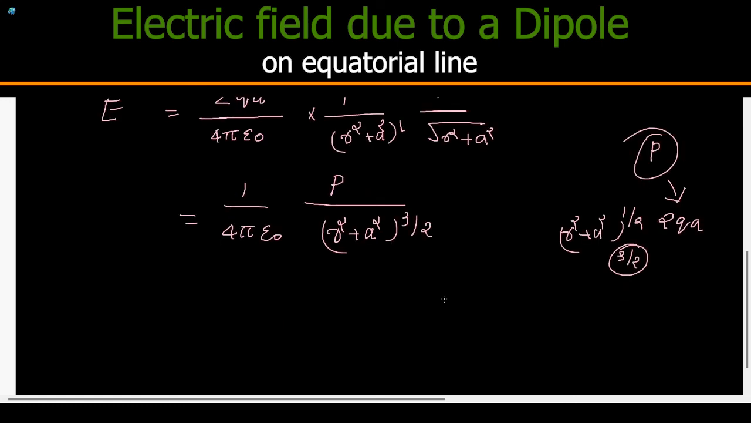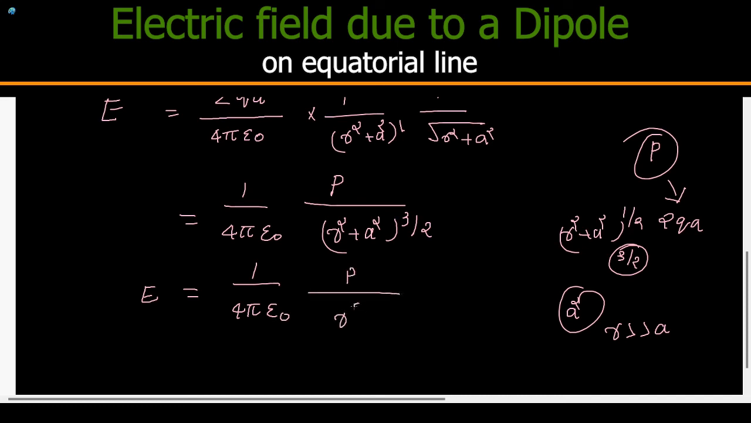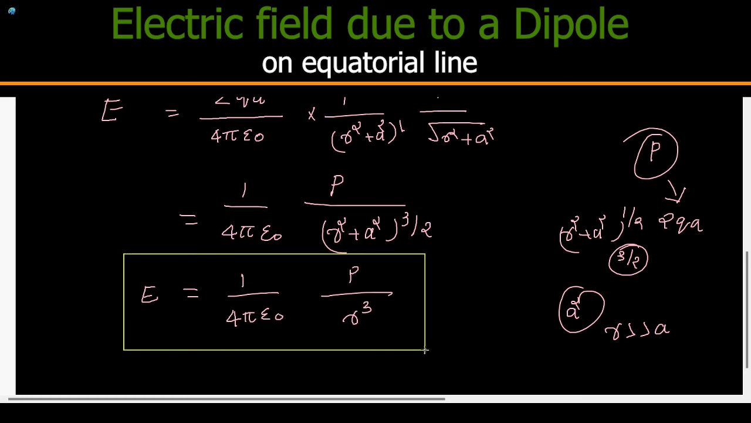One more thing we have to do is that we know the distance of separation between the charges is very short. So a square will be very much less than r square, that is, r is very much greater than a. So let us neglect the value of a square. After neglecting a square, we can write the equation as 1 by 4 pi epsilon 0 p divided by r cube, which is the expression for the electric field due to a dipole on the equatorial line.